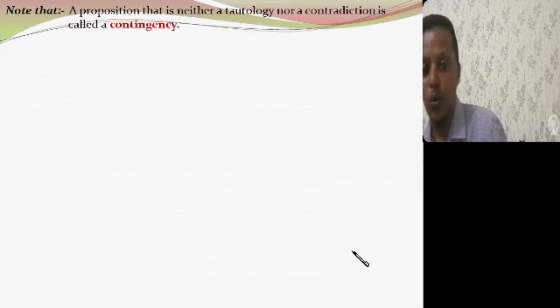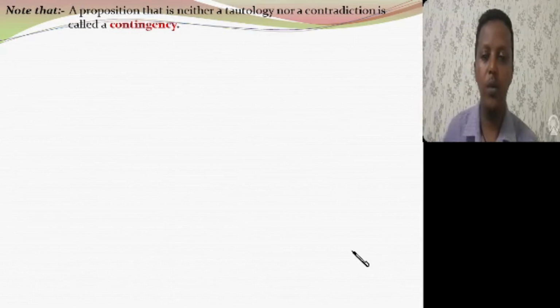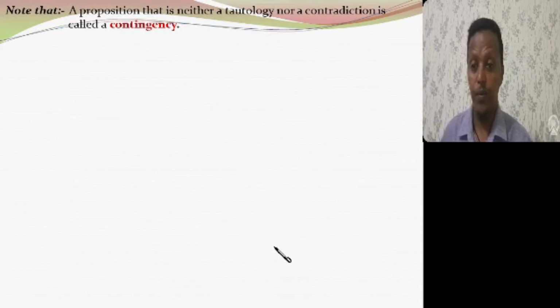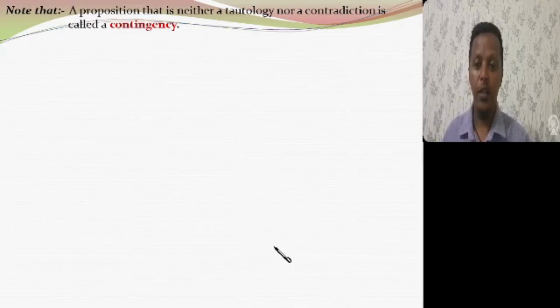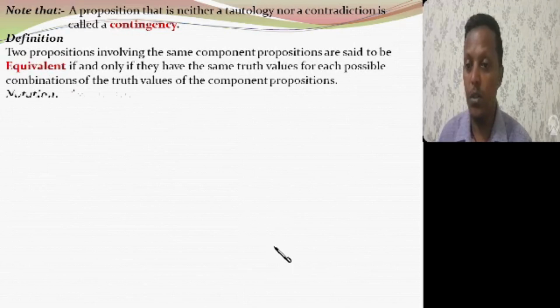In case the compound proposition is not a tautology and at the same time not a contradiction, we call it a contingency. So a proposition that is neither a tautology nor a contradiction, we call it what? A contingency. Neither of the two, we call it contingency.